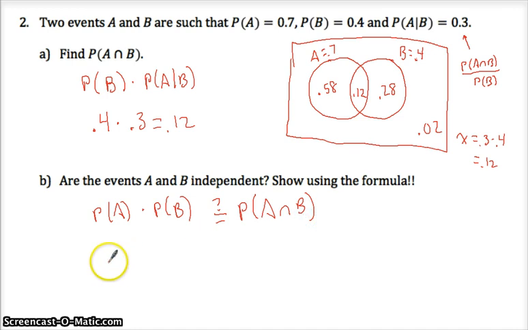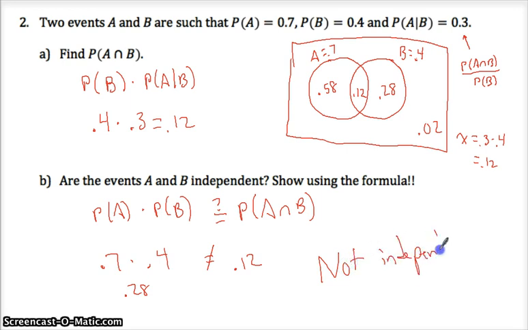Is that true? Well, probability of A is 0.7. Probability of B is 0.4. Probability of both is 0.12. This is not true. This is 0.28. This is 0.12. So no, we'll say not independent.